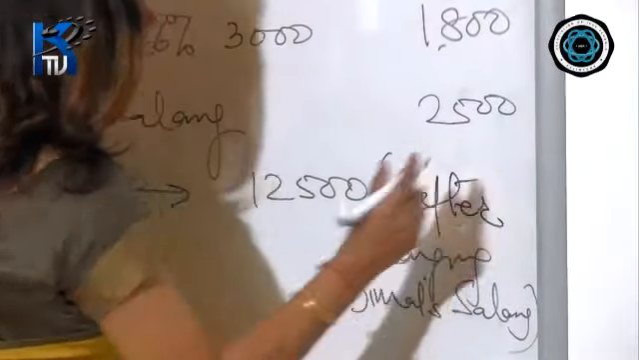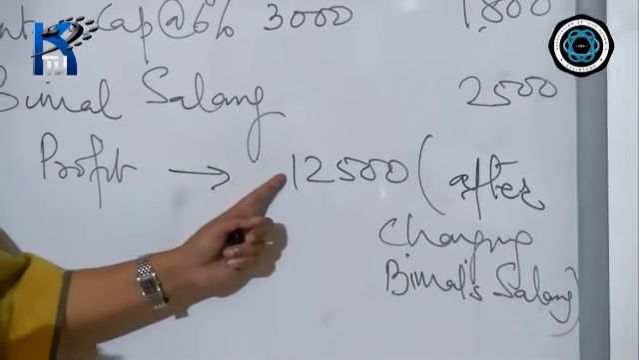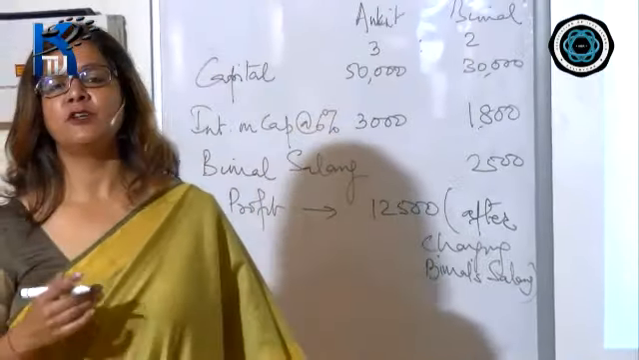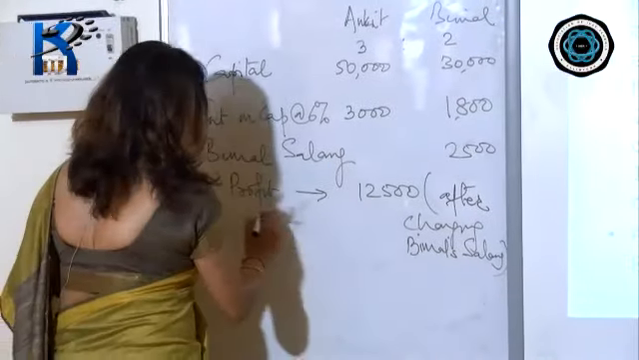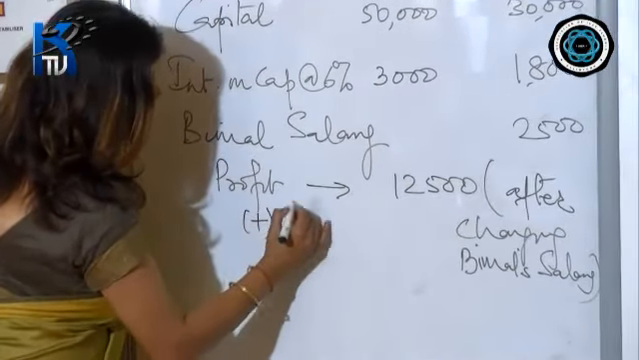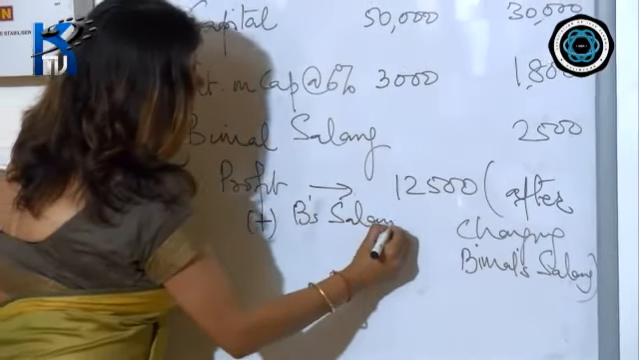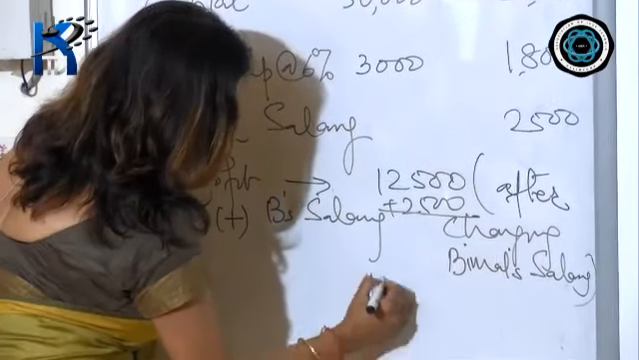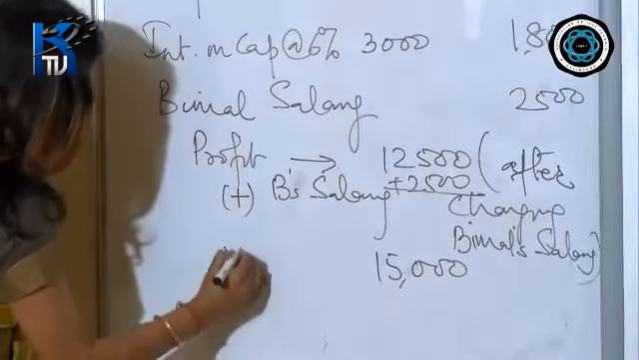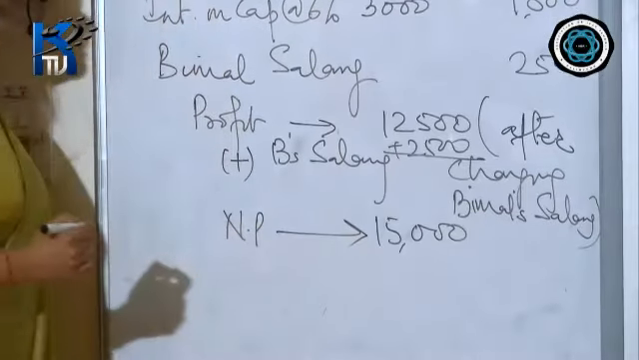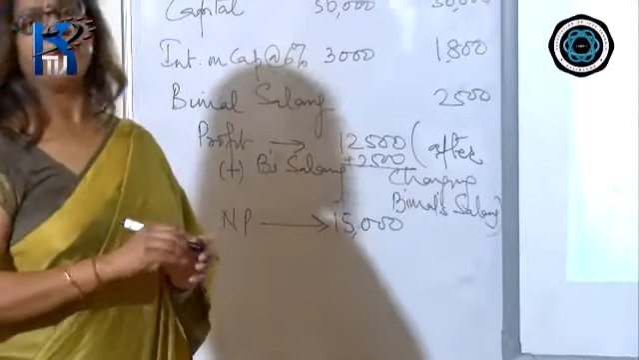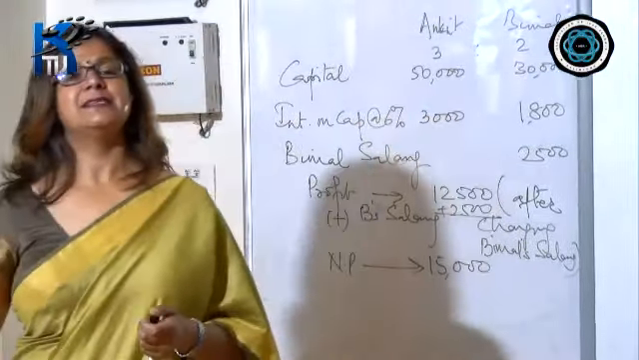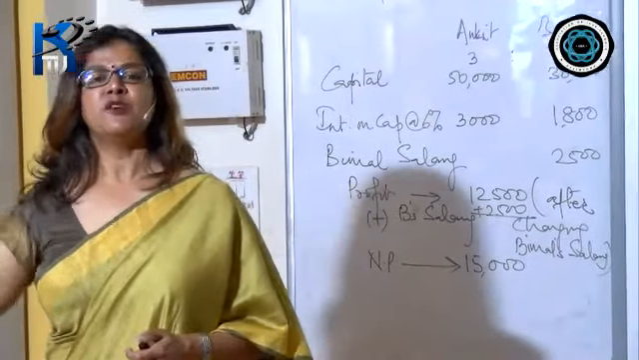After charging Bimal's salary, the profit came out to be 12,500. So what should have been the profit if the salary was not charged? That is the correct net profit. So if you add Bimal's salary of 2,500 to it, the total comes out to 15,000. So the correct net profit over here is 15,000. This part has to be remembered. Now, why is it important? Because the P&L appropriation shows the salary to be given to the partner on the debit side.